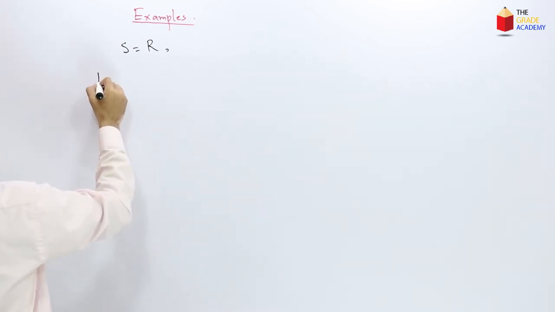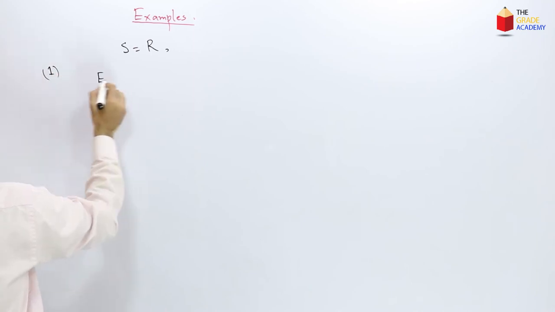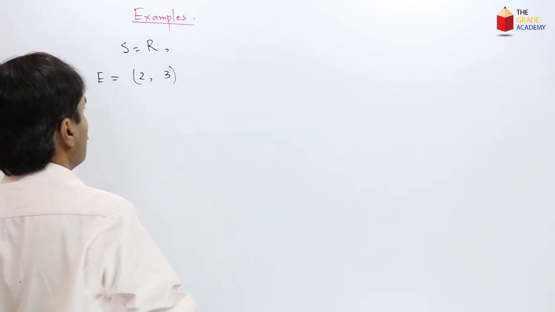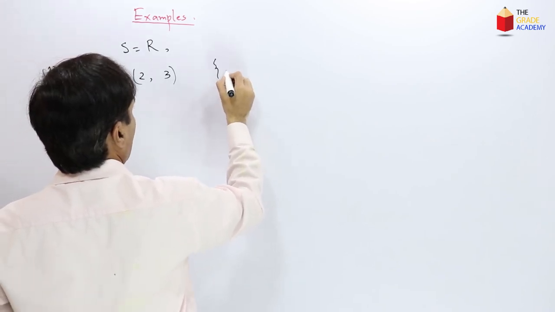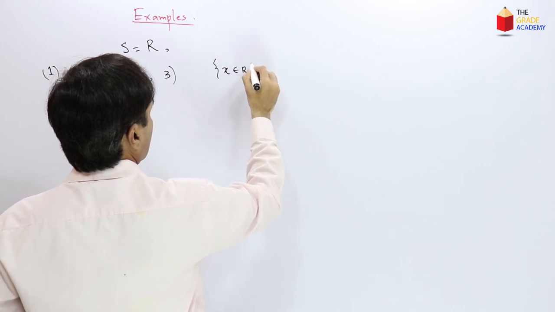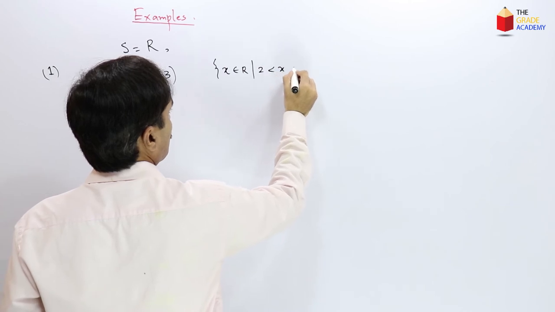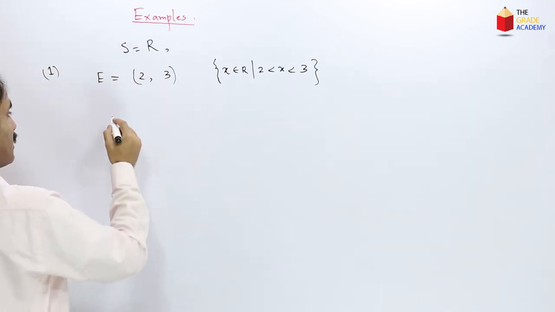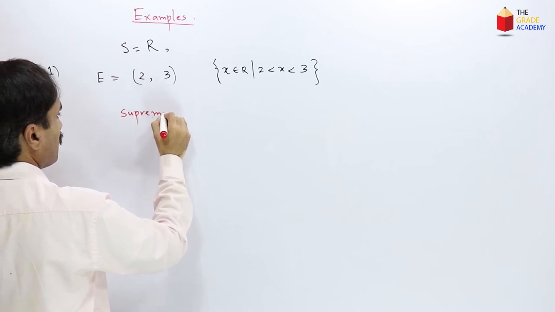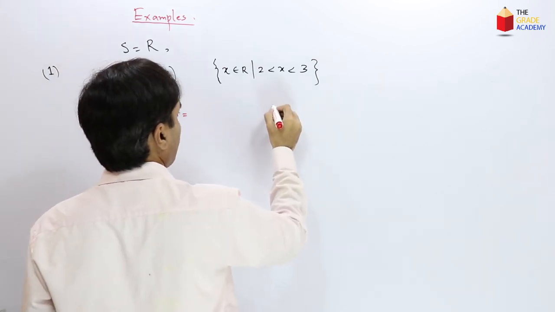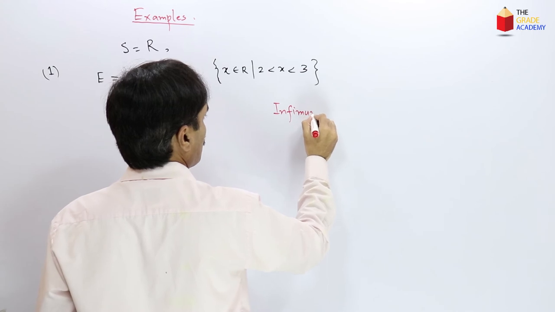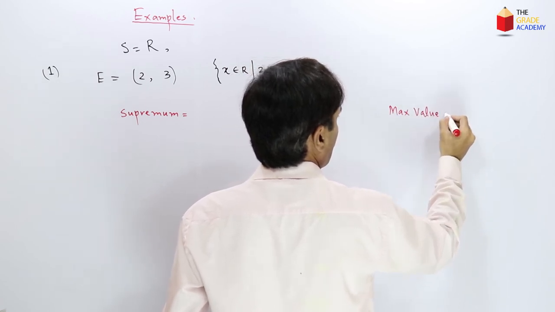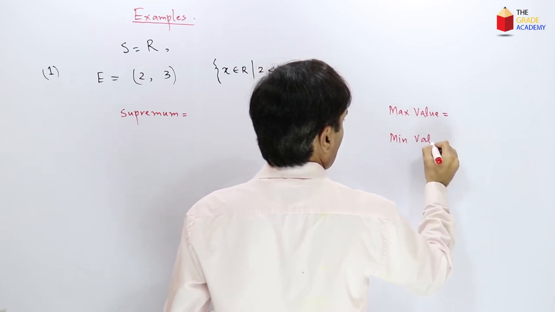And so for example, if we have the set E equal to (2, 3), this is again an open interval. It is the set of all real numbers between 2 and 3. This is our set. So we have to find its supremum, infimum, maximum value, and minimum value.